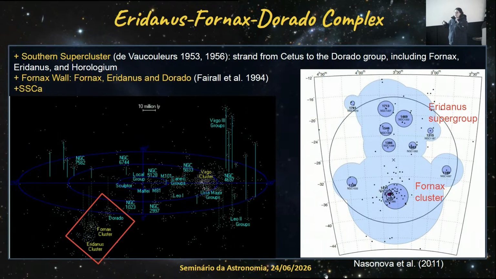And let's talk specifically about one of the superstructures that I'm actually interested in here today. That is the Eridanus-Fornax-Dorado complex, which can also be called the Fornax wall. It's been known for some time. It has different names. It's part of the southern supercluster.